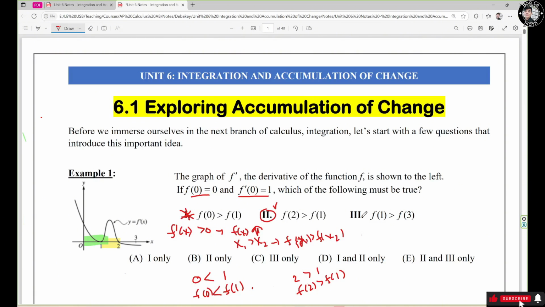Now look at answer choice 3. f of 1 greater than f of 3, which means we're going to check the interval from 1 to 3. Here you have two intervals, 1 to 2 and 2 to 3. On 1 to 2, f prime of s is above the axis, which means f prime of s is greater than 0, so f of s is increasing. On the interval from 2 to 3, f prime is below the axis, so f prime of s is less than 0. It tells us that the function f of s is decreasing on this interval.